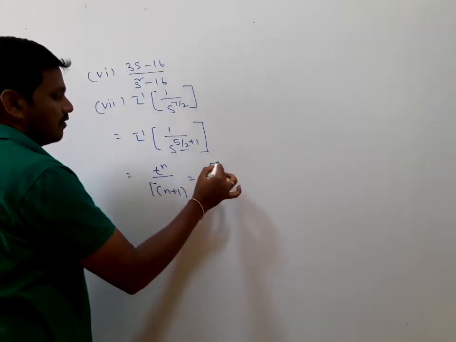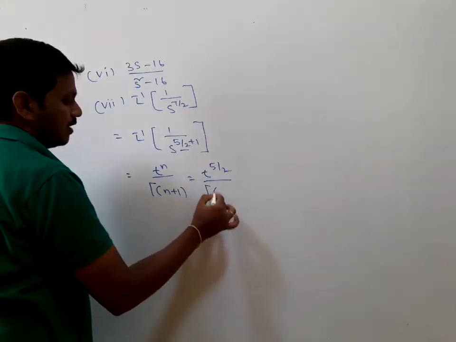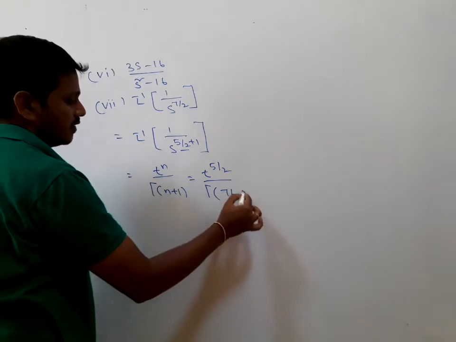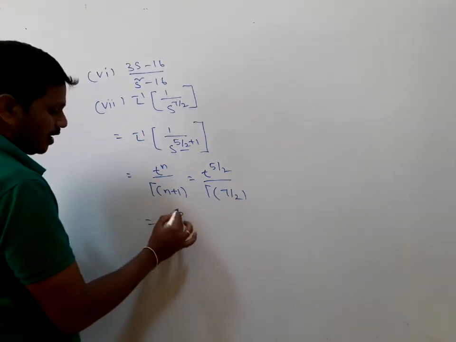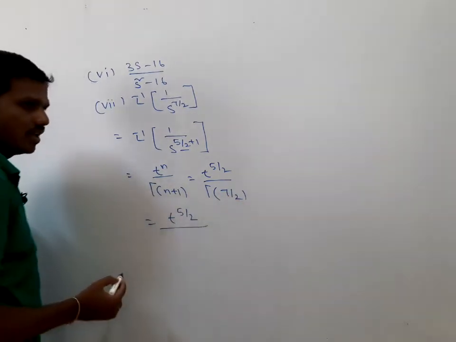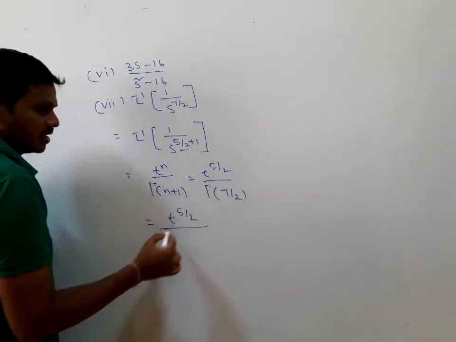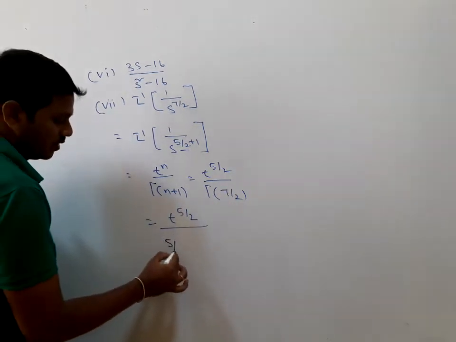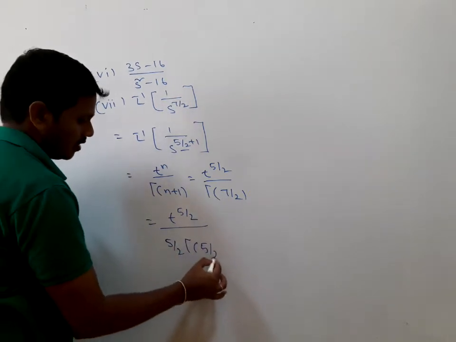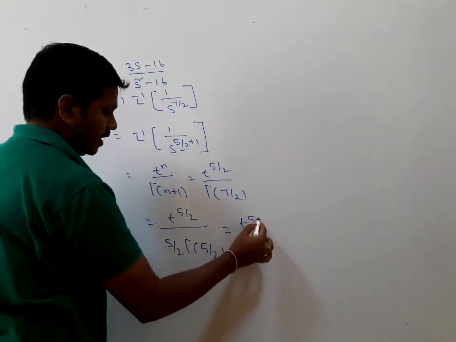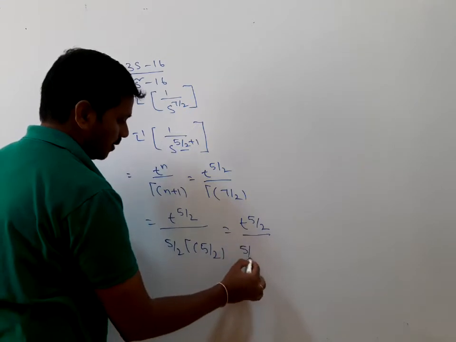T to the power of 5 by 2 divided by gamma of 5 by 2 plus 1, it is 7 by 2. T to the power of 5 by 2 divided by gamma of n is equal to n minus 1 gamma of n minus 1. So n minus 1, 7 by 2 minus 1, that is 5 by 2 into gamma 5 by 2, which is t to the power of 5 by 2 divided by again 5 by 2.